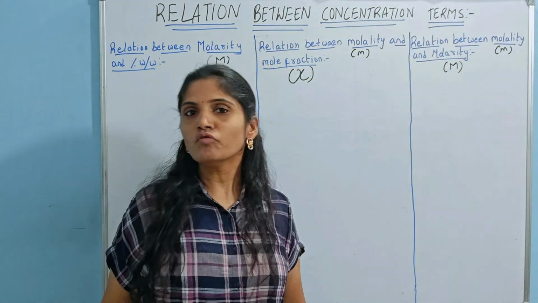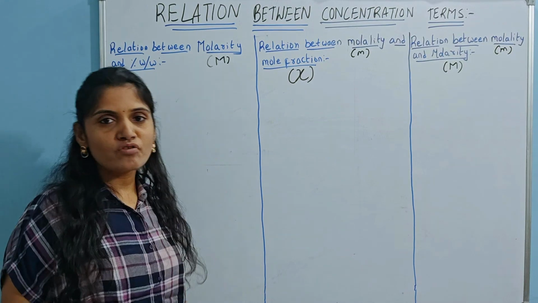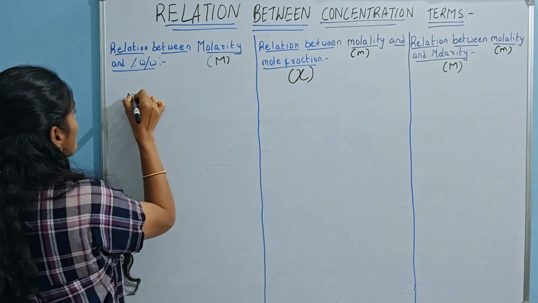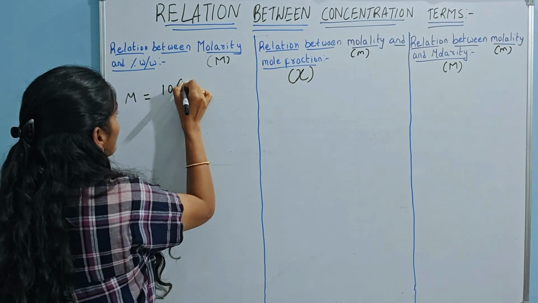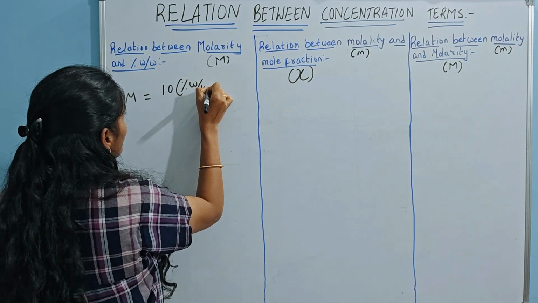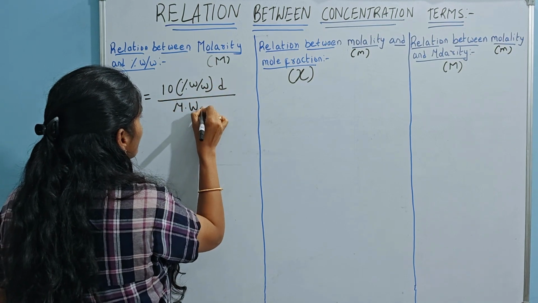Now let us try to write a formula for this. The relationship between molarity and percentage weight by weight. What is the formula? Molarity is equal to 10 into percentage weight by weight into density divided by molecular weight of B.